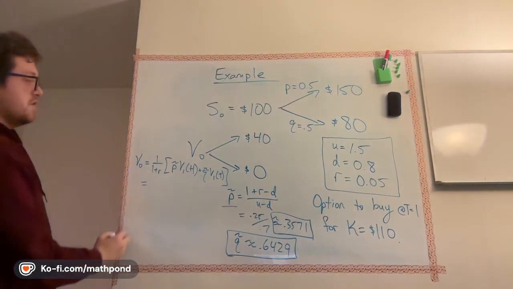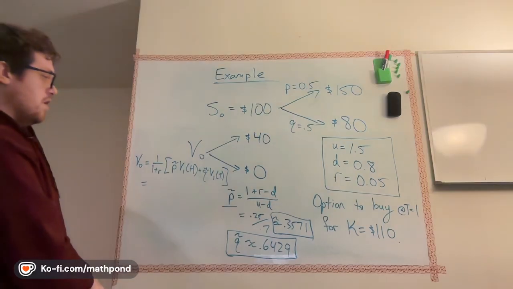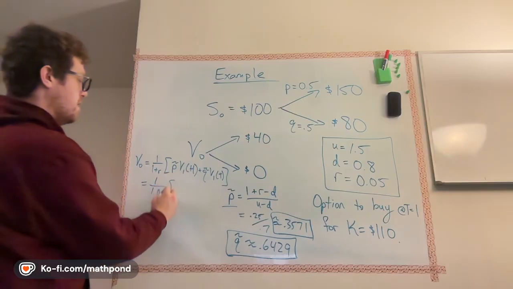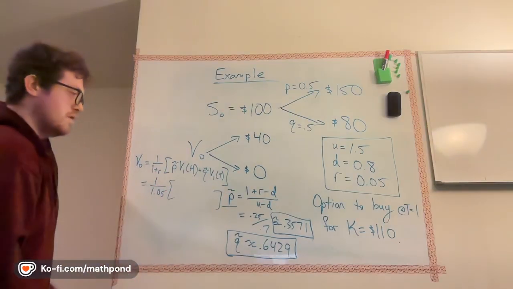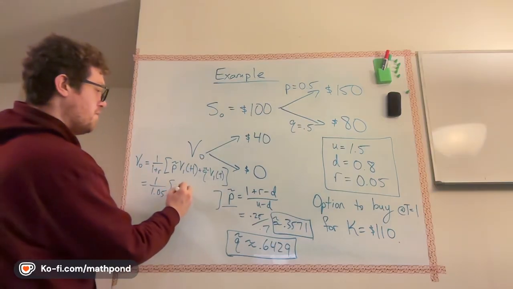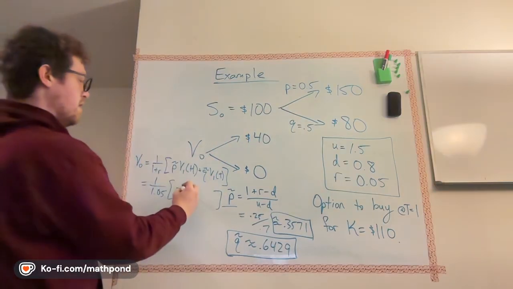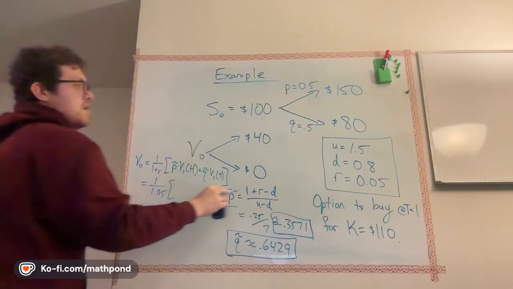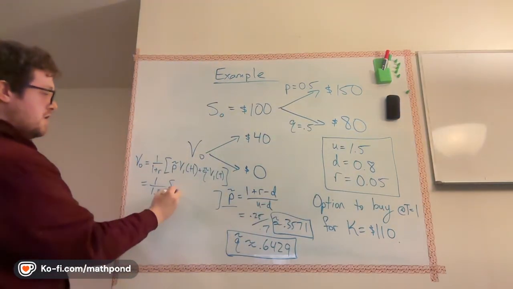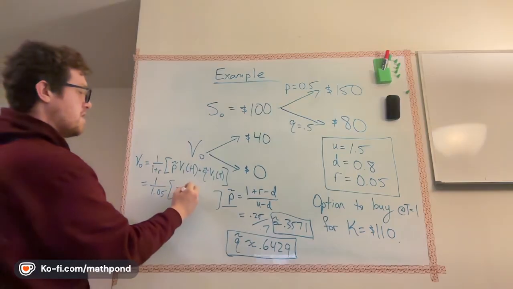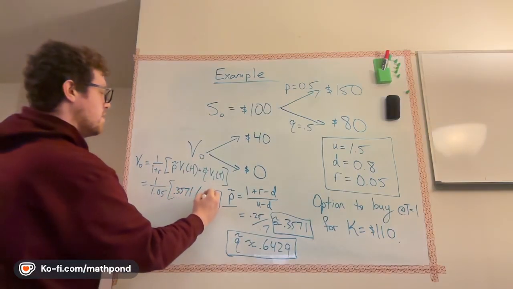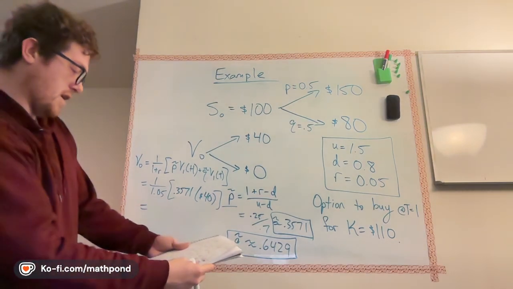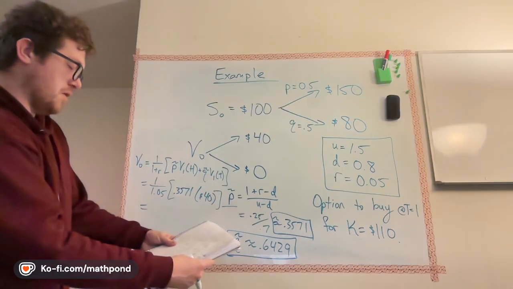So this is 1 over 1.05 times 0.36-ish times 40. The other one's times 0, so we can ignore that one. So it's just 0.3571 times $40, divided by 1.05. And assuming I put everything in the calculator right, I got 13.604.